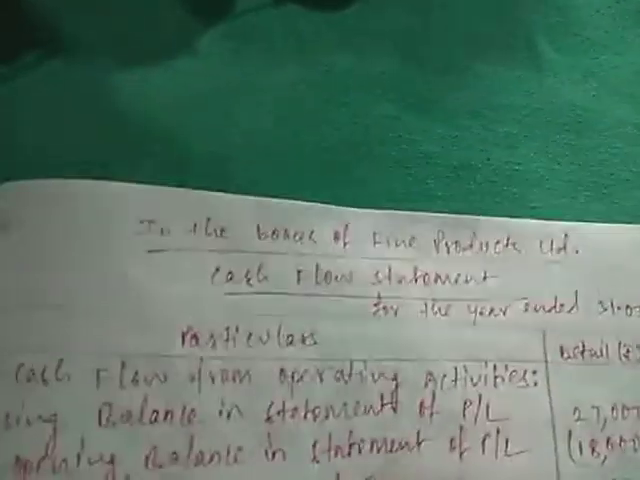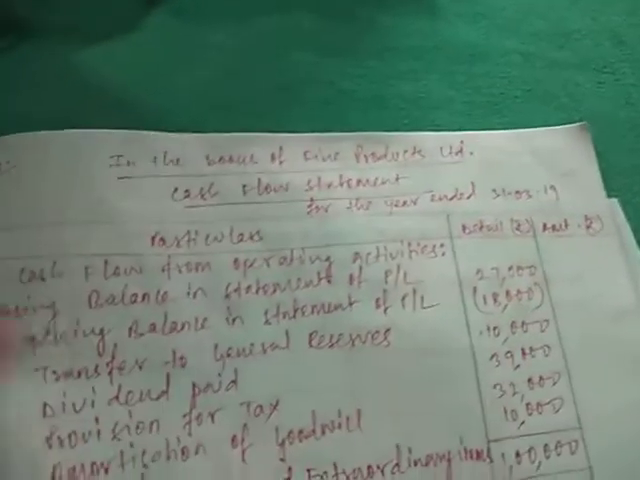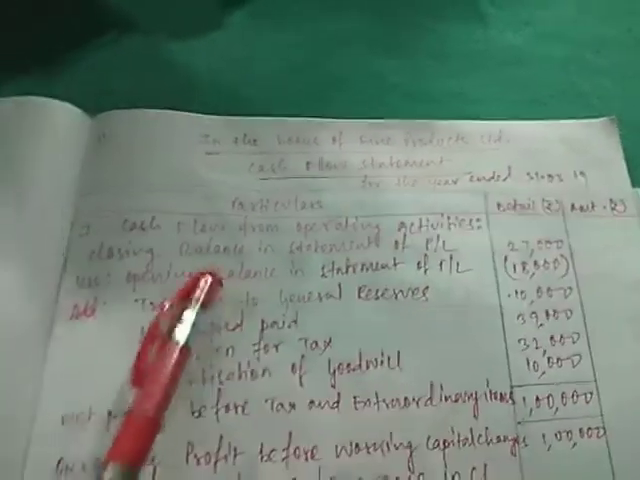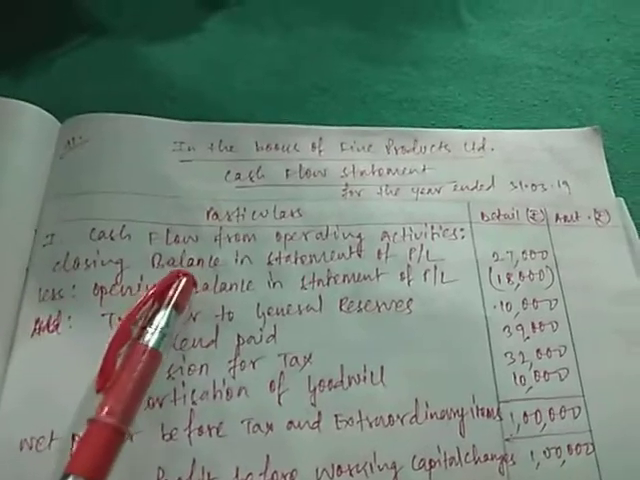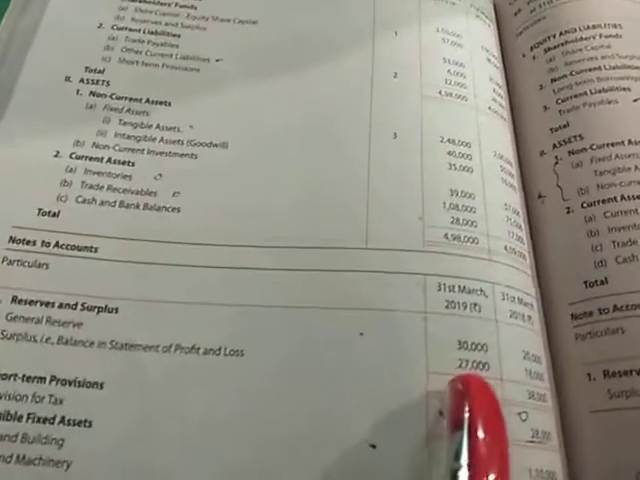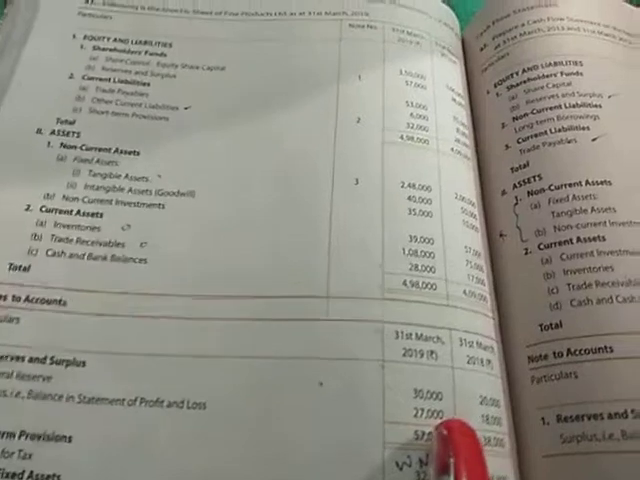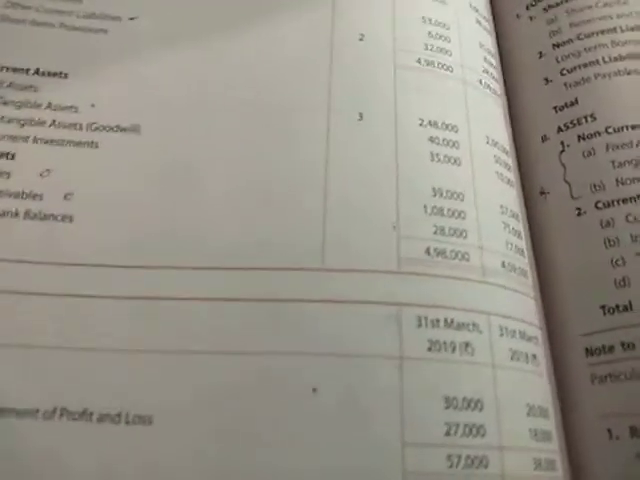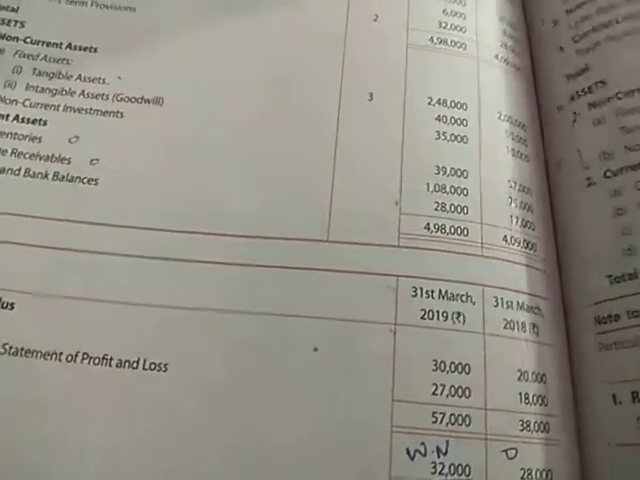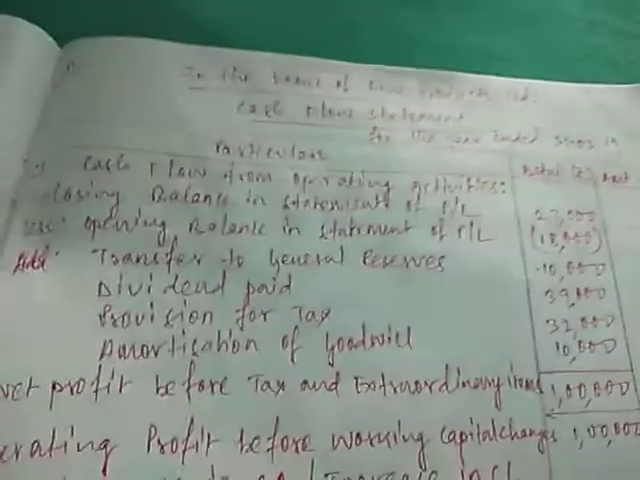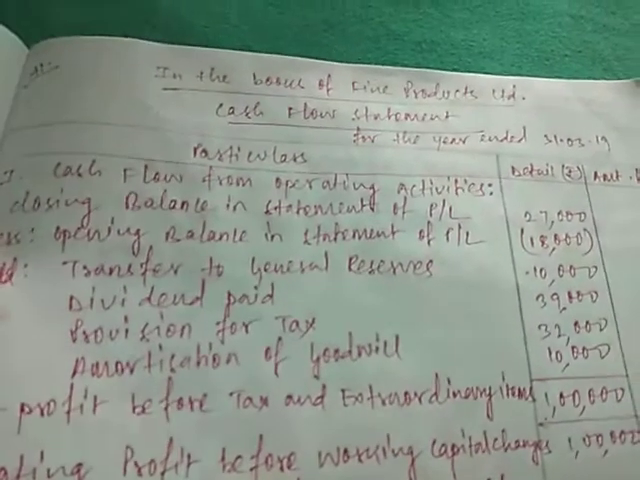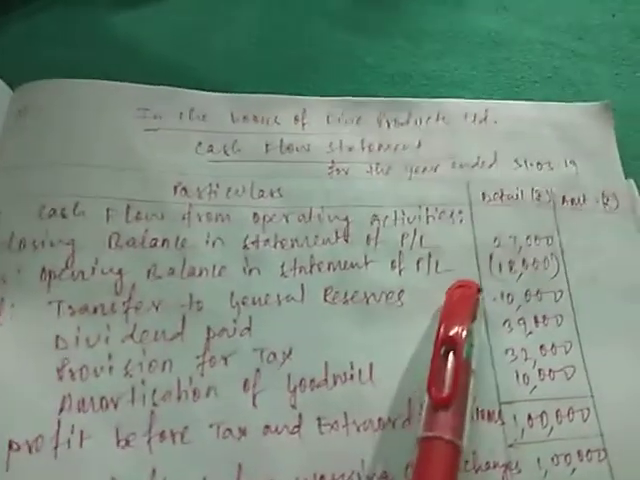In the books of Fine Products Limited cash flow statement for the year ended 31st March 2019. First of all, cash flow from operating activities will start with closing balance in the statement of PL. Now let us see what is the closing balance in the statement of PL. In the statement of PL, the closing balance is 27,000 on 31st March 19, and 18,000 on 31st March 18. So closing balance is 27,000. From the closing balance of PL, you will subtract the opening balance in the statement of PL, that is 18,000.